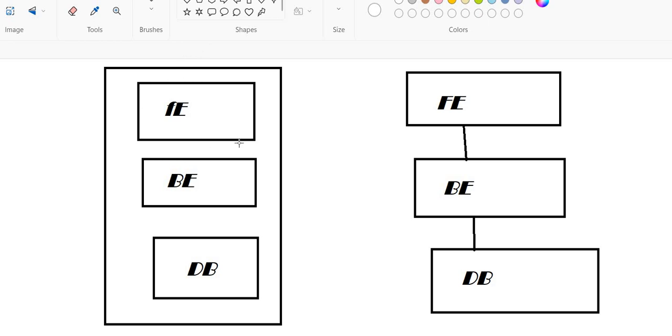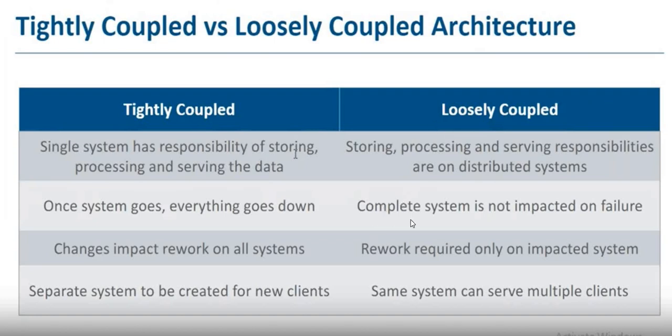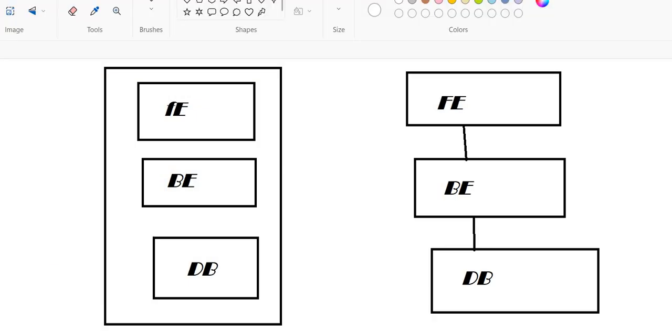For example, if there is an error in the front end, then automatically the backend and database don't work, and at the same time this whole website, this whole system gets crashed, collapsed, which is really a very big problem. While coming to the loosely coupled architecture, the complete system is not impacted on failure.